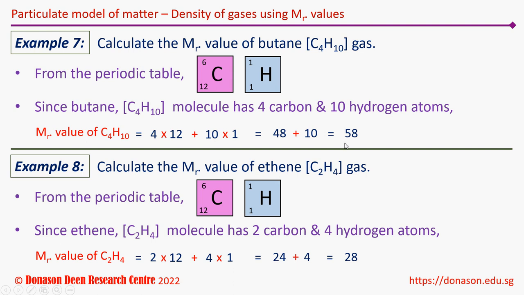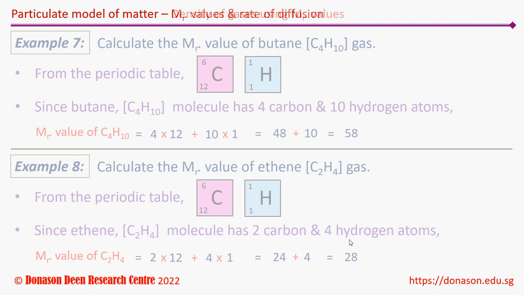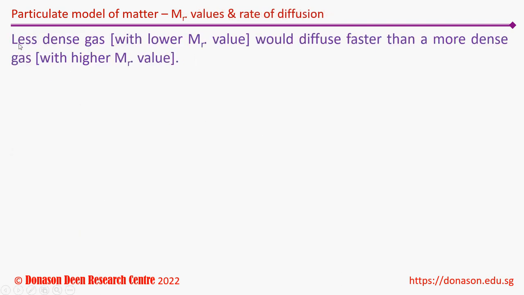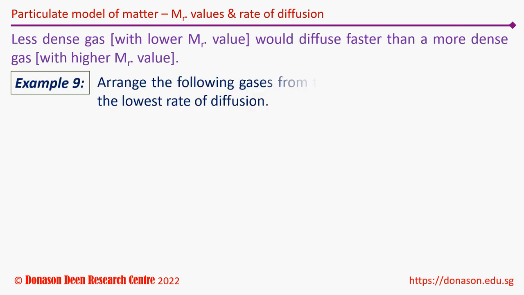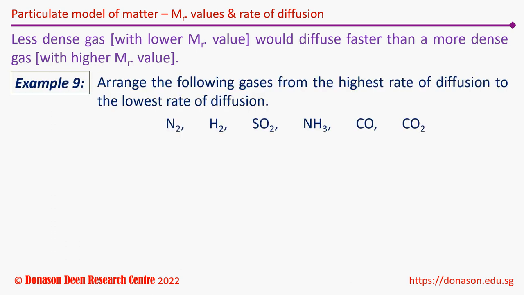So here, of course, we can see butane is much denser compared to ethene. Now, what's the purpose of learning about the Mr values? The relative molecular mass would give us an indication of the rate of diffusion of the gases. The less dense gas, that means those with a lower Mr value, would diffuse faster compared to a more dense gas. So how do you identify a denser gas? It will have a higher Mr value. So let's understand with an example here.